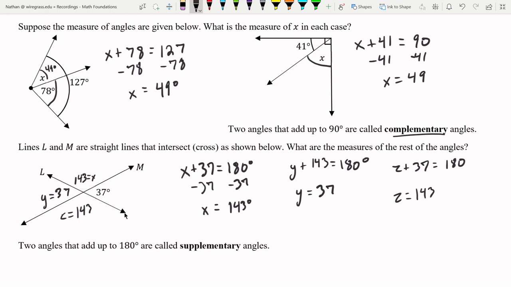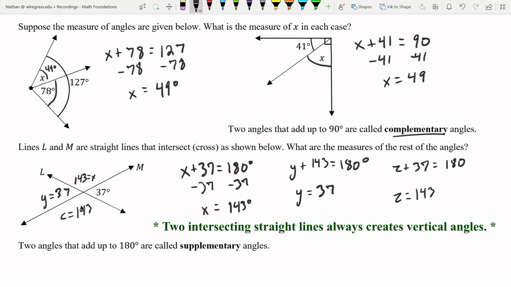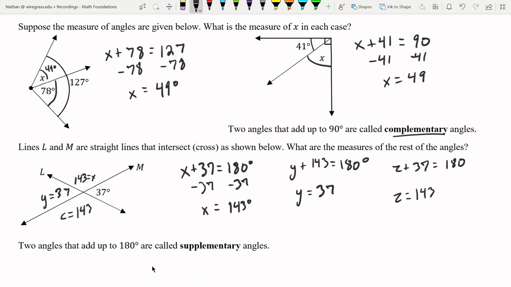And this is actually an interesting problem. These are called vertical angles. Opposite angles like this are going to be equal to each other: 143 here and 37 here. Two angles that add to 180 degrees are called supplementary. So complementary is 90 degrees adding up, and supplementary is 180 degrees when you add them up. So that was x and 37, y and 143, or z and 37. Those are all supplementary pairs.